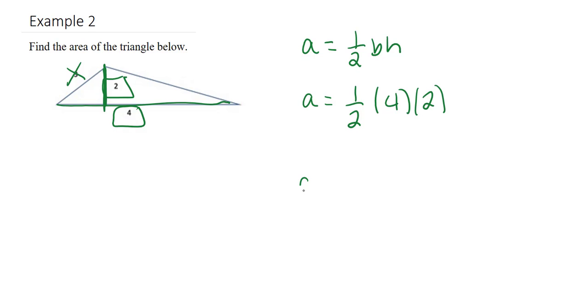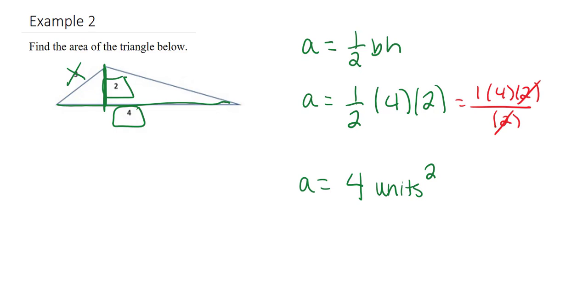So let's go ahead and solve. There are 2 ways we can go about this. We can go 1 times 4 times 2, which is 8. Then we divide by 2, so that would be 4, and we say units squared. Also notice this is 1 times 4 times 2 over 2. We can just cancel this out, and we're left with 1 times 4. So that's just 4. That would be our solution. Always feel free to pull out the calculator on these problems.